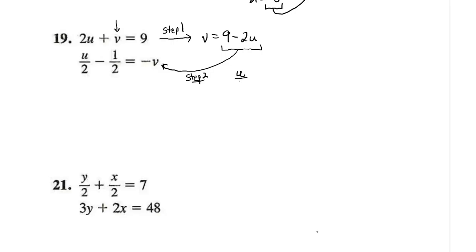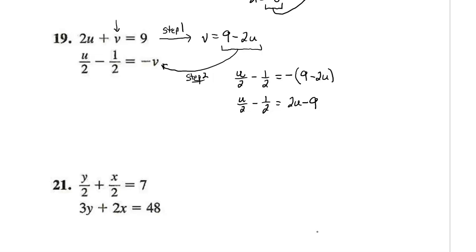We'll have u over 2 minus 1 over 2 is equal to negative. Now what are we supposed to fill in for v? 9 minus 2u. Now we want to solve this. First thing I'm going to do is just keep the left side the same. And on the right side, I will apply the negative to the two things in parentheses. The opposite of this subtraction is to change the direction of the subtraction. That was something that we studied much earlier in the school year.